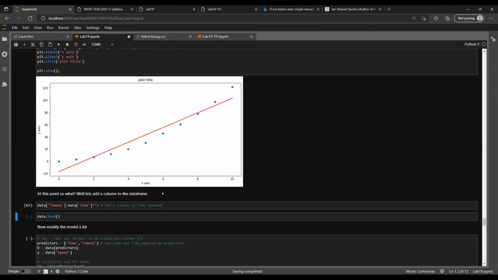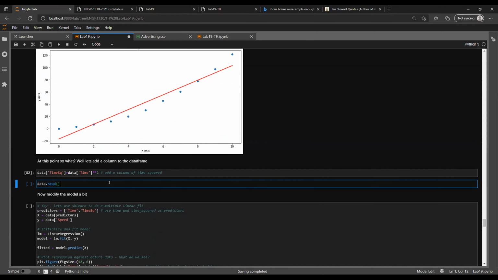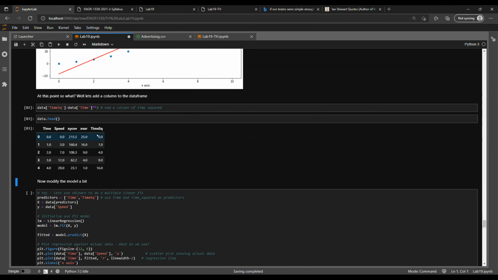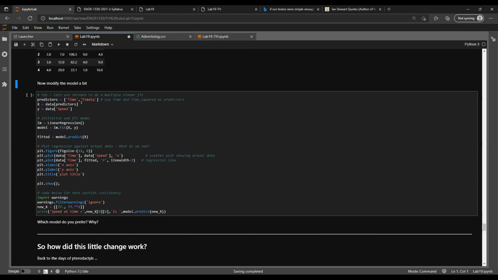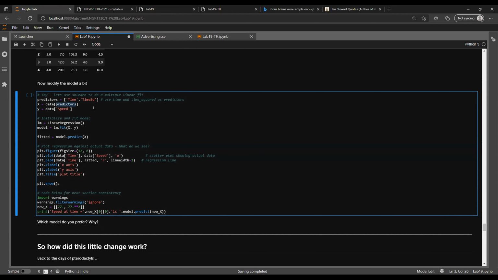We're going to add a column to the time frame. Okay. So we've got our time speed, and now we've added this time squared. Let's modify the model a bit. Let's see, initialize and fit. Okay, so we're just adding the time squared. So the predictors are not just time anymore. The predictors are time and the time squared.